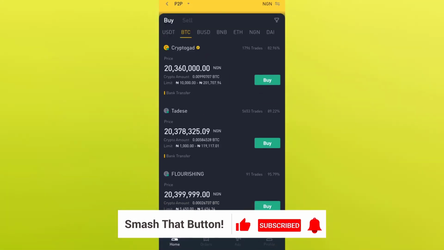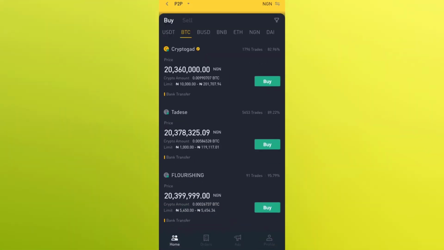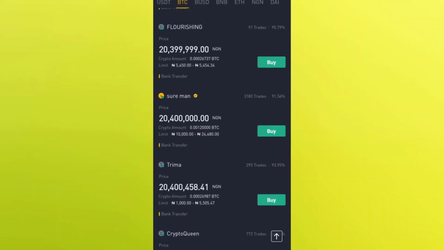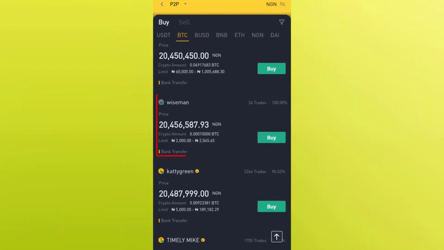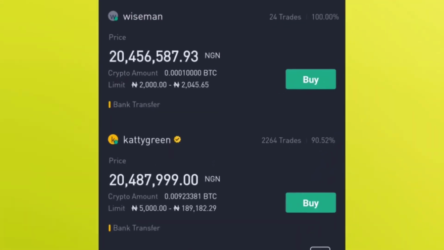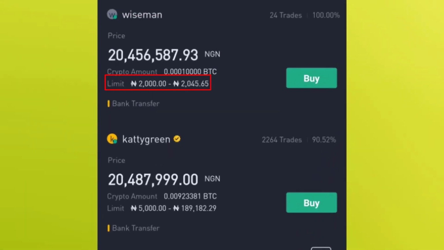home screen. Okay, so go to the buy side, refresh. I should be somewhere around the top here. Okay, so you can see this is currently my ad right now. So you can see the limit I was telling you about. My limit is 2000 to 2045.65. You see, it didn't put in the 5,000 naira.